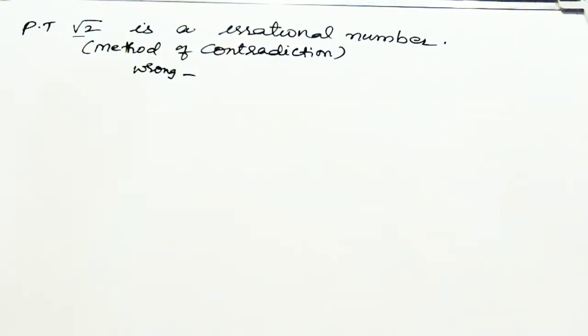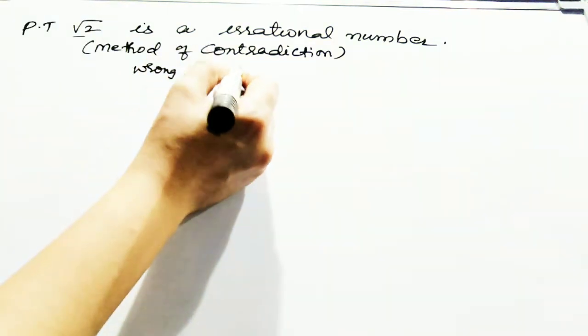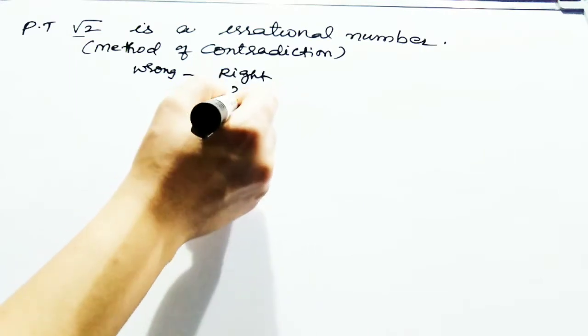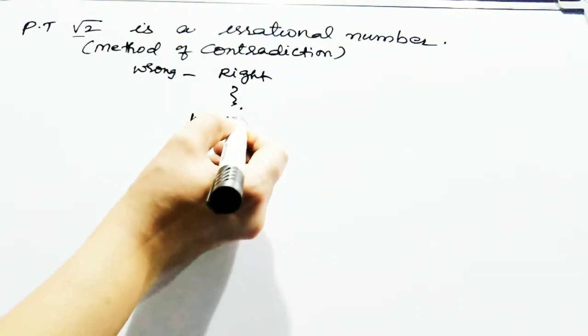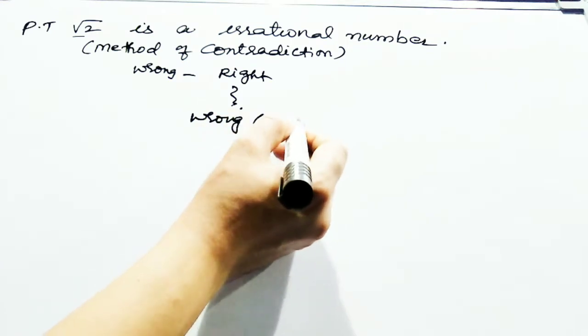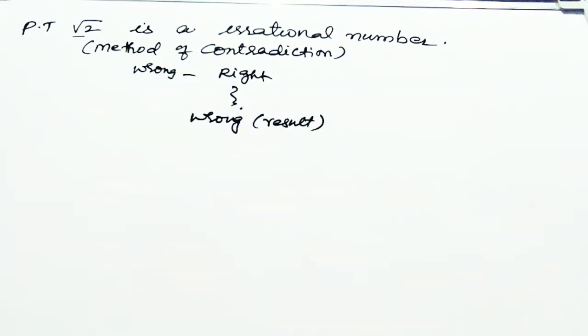It means it is wrong and we are making it right. We do some calculation, and you will get the result as wrong. If you are getting a wrong result, you will say that our assumption is incorrect. This method is called the method of contradiction.